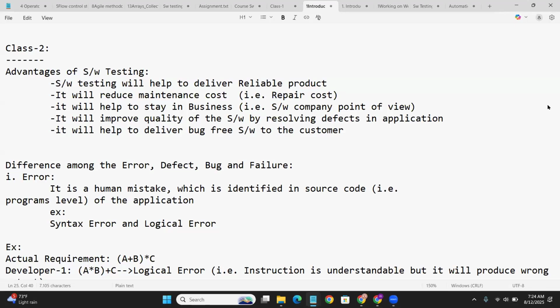Next one, it will improve the quality of the software by resolving defects in the application. Quality is going to improve. It will help to deliver bug-free software to the customer and reduce the maintenance cost for a project. These are the advantages we have when we go for software testing.